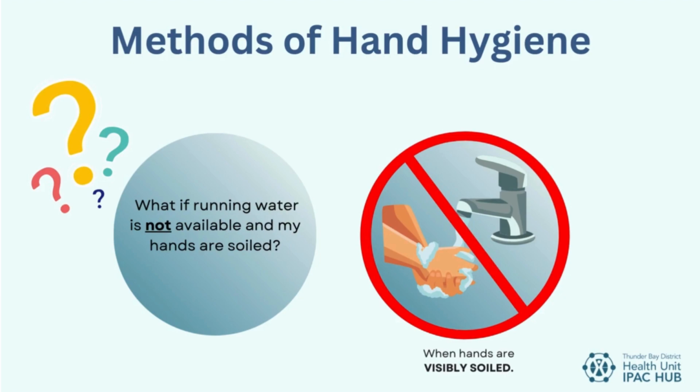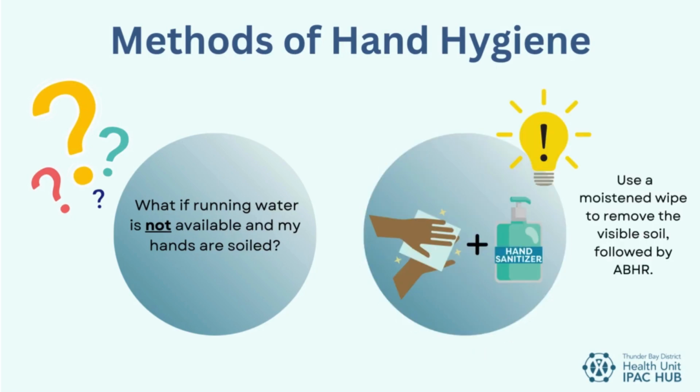So, what if running water is not available and my hands are visibly soiled and dirty? You want to use a moistened wipe to remove that visible organic material. This provides that mechanical action and some detergent to help remove any of the soilage off your hands. Then you can follow up with alcohol-based hand rub. So any little germs that can be left behind after your hand washing technique with the moistened wipe can be killed or deactivated. You might run into this when you're at a park with a client or outside with a client or maybe perhaps in a vehicle with a client.